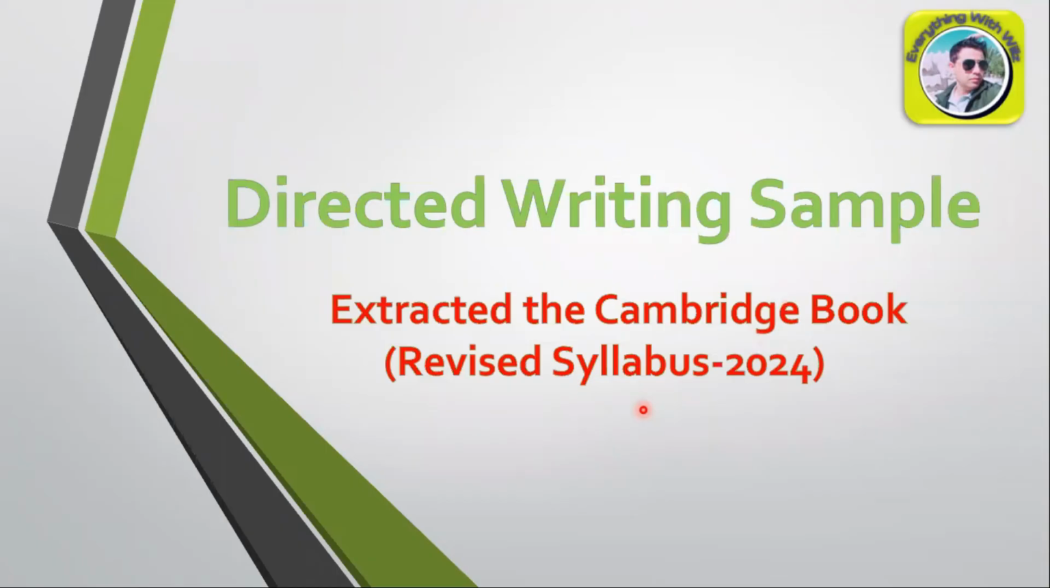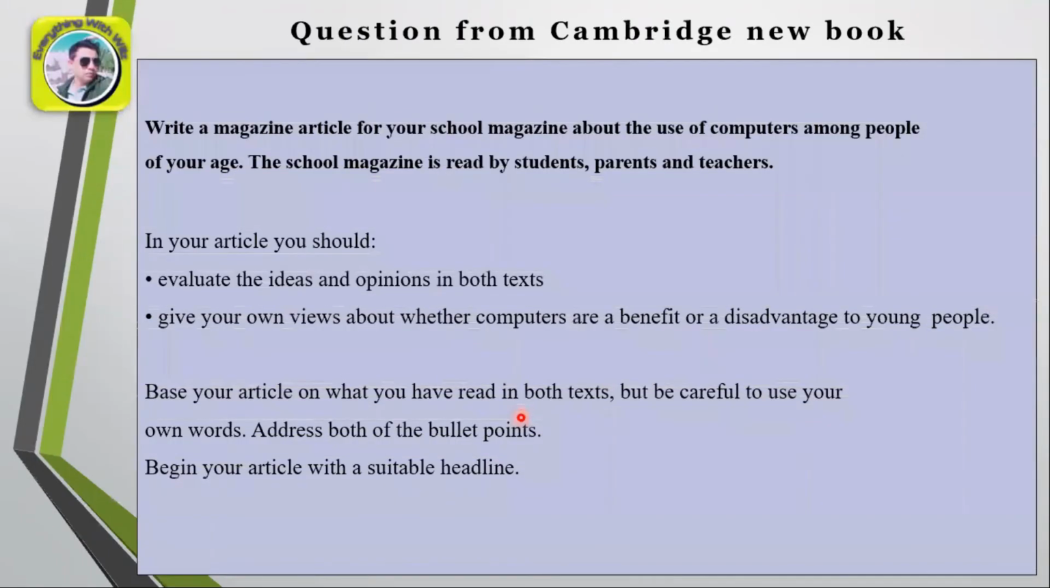All right, so this sample has been written by probably one of the students whose task was selected as the high achiever by the examiner, and that's why it has been given as a sample in the book. The question is: write a magazine article for your school magazine about the use of computers among people of your age. The school magazine is read by students, parents, and teachers.